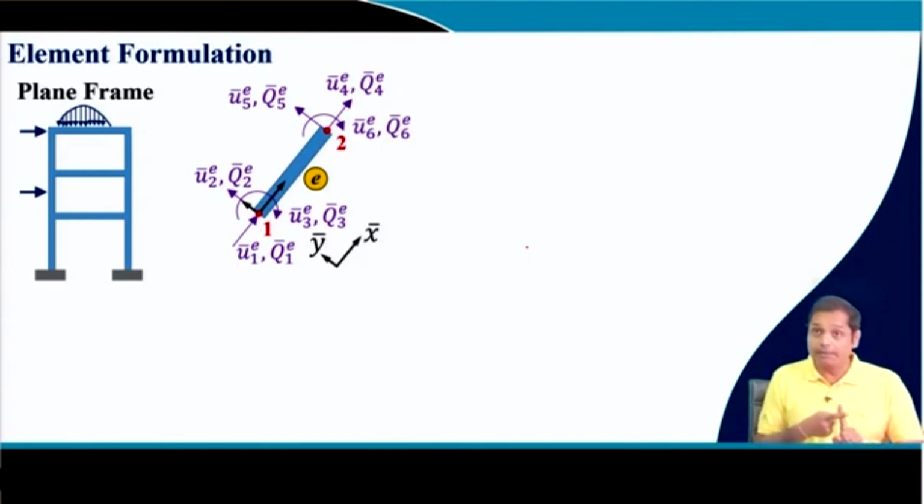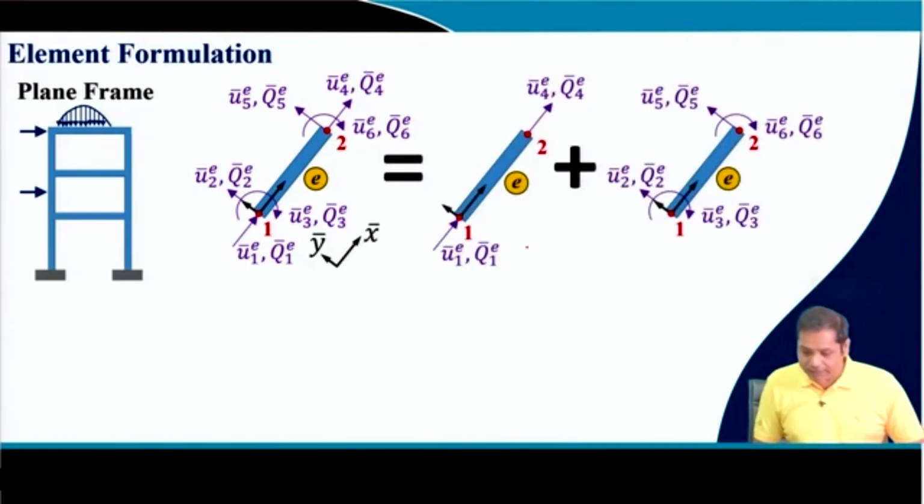We already know the bar element and its equations. We also know the beam element and the associated equations. What we will do is combine these two to write the equations for a frame element. If this is the building block required for analyzing a frame, then this element can be decomposed into 2 parts. One is this and another one is this.